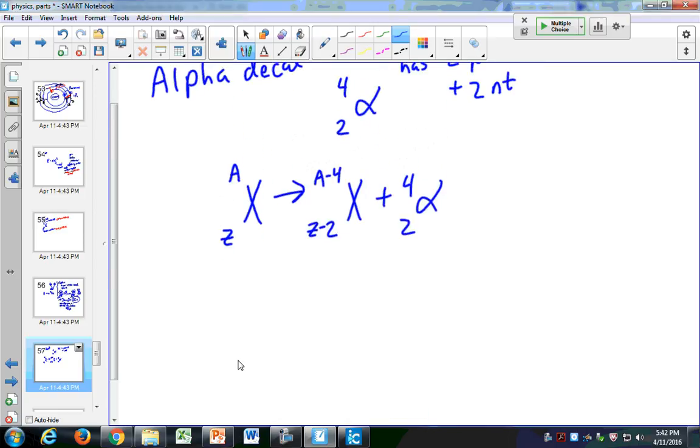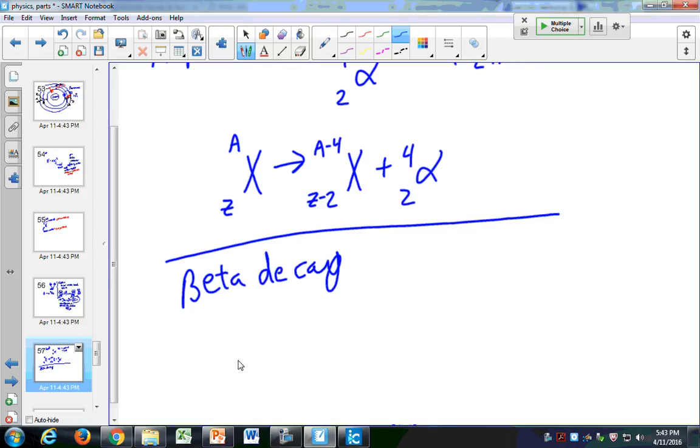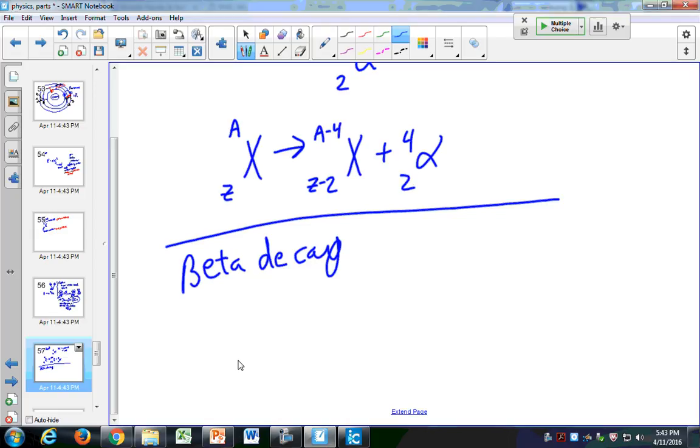See, that's alpha decay. Now beta decay. In beta decay, you lose a beta particle. Basically, in beta decay, a proton becomes a neutron. Your proton emits a positron, which is a positive particle, and it becomes a neutron. So in your atom, your proton becomes a neutron.